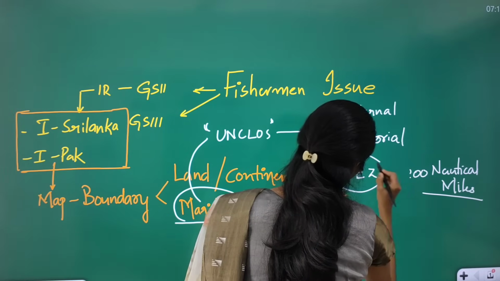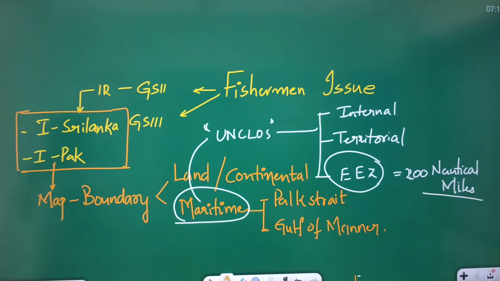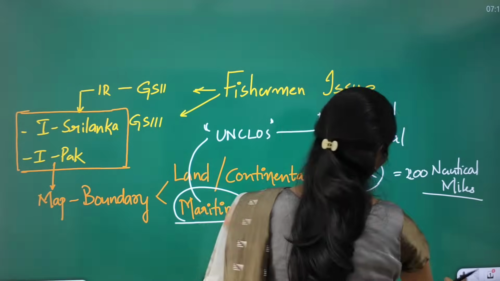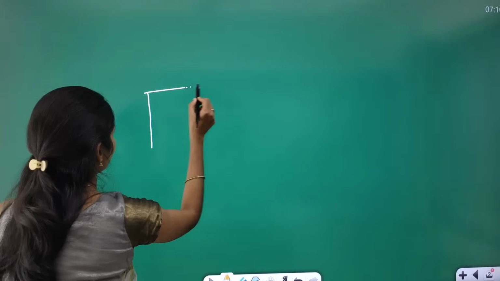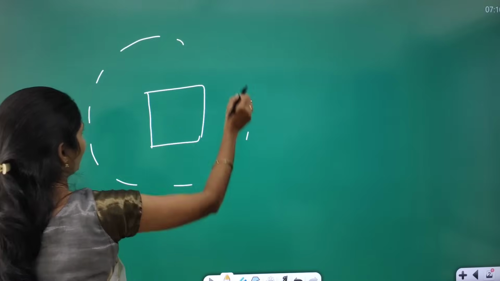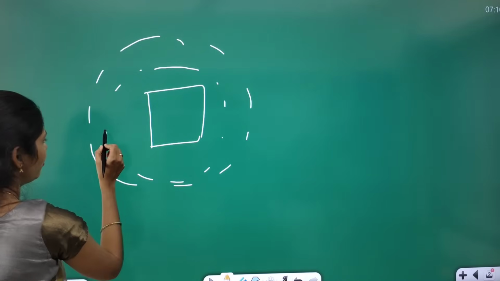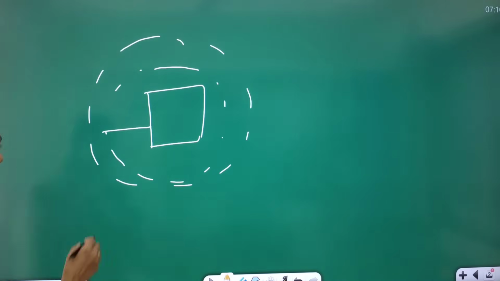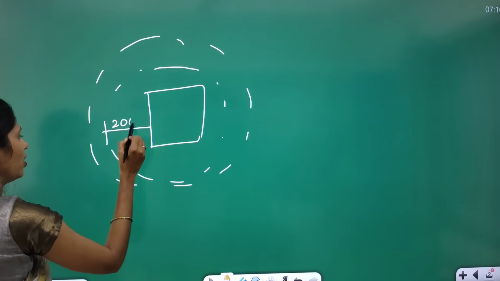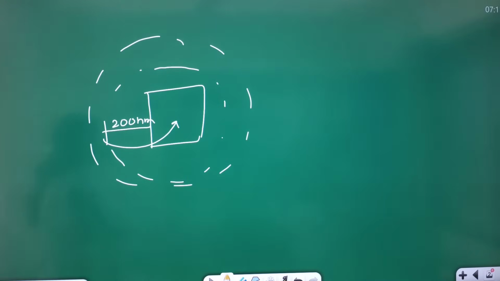Okay, so it is till 200 nautical miles. So what is the meaning of this? Let me take another slide and let you know. For example, let us take this is so and so country and it is surrounded by water around. From this country till 200 nautical miles, this area comes under the jurisdiction of this country. They can do anything.